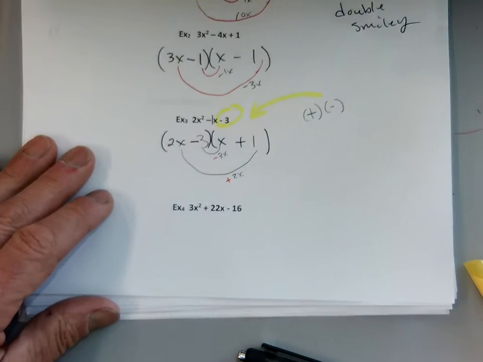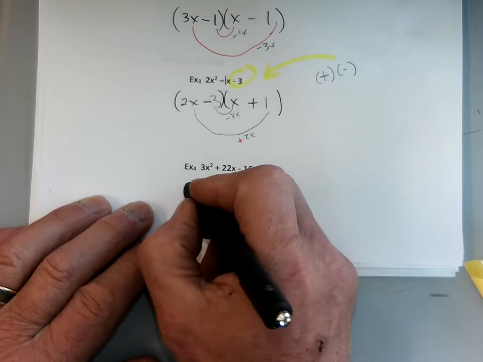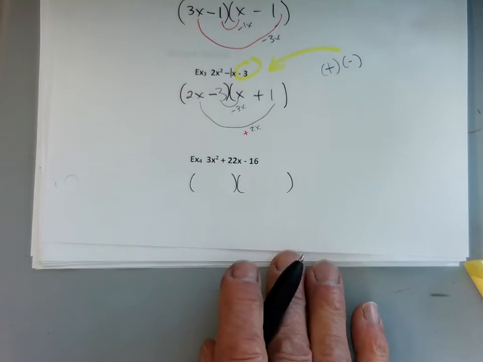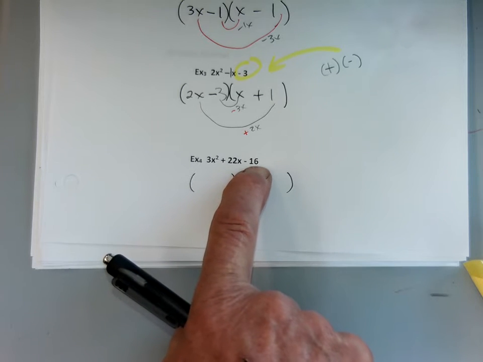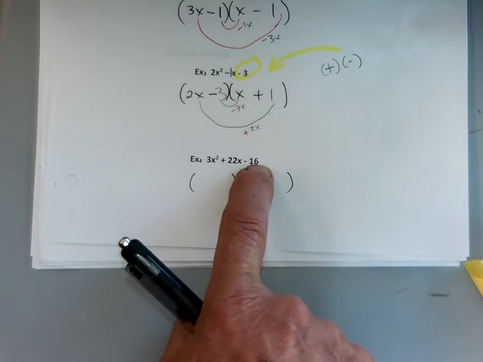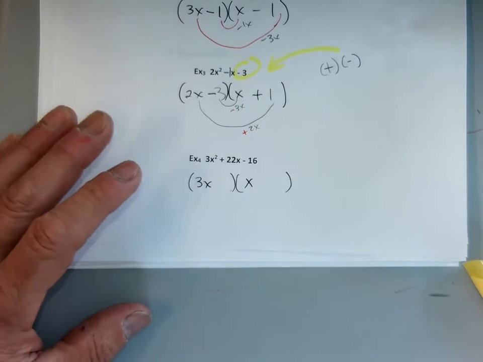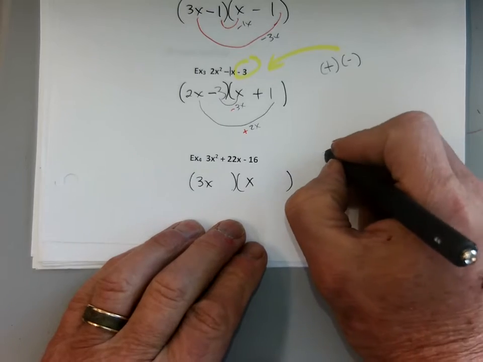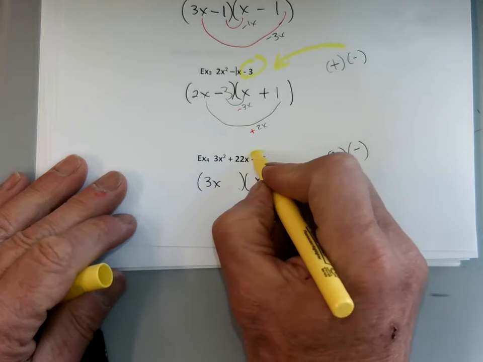Okay, now, example 4. The hard part about example 4 is think about this. 16: 1 and 16, 2 and 8, 4 and 4. Ooh, we got a lot of combinations, don't we, okay? I do know I'm going to go 3x and x, right? I know I'm going to do a positive times a negative, because I've got a negative 16, right?